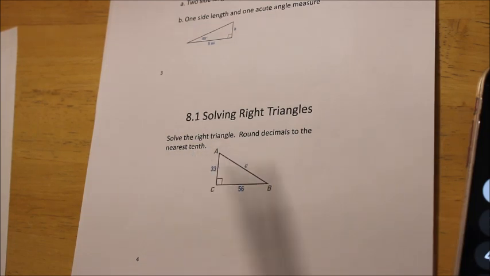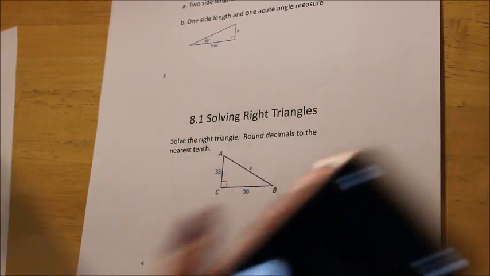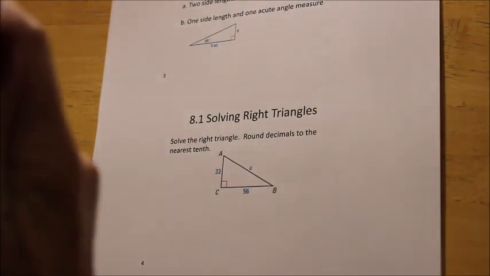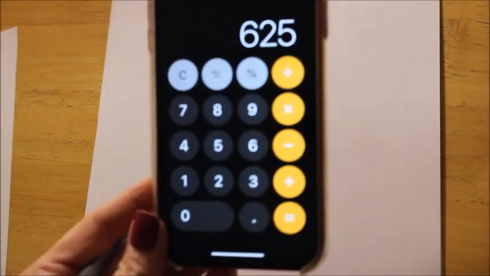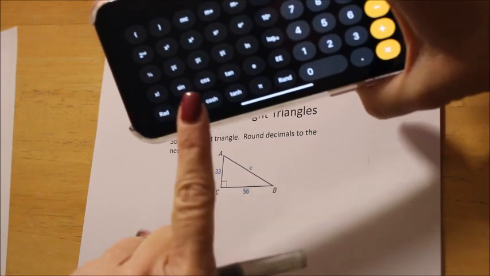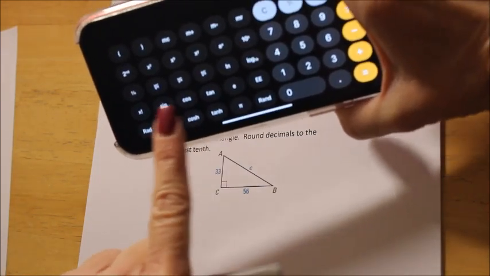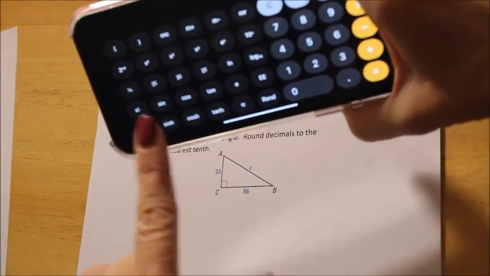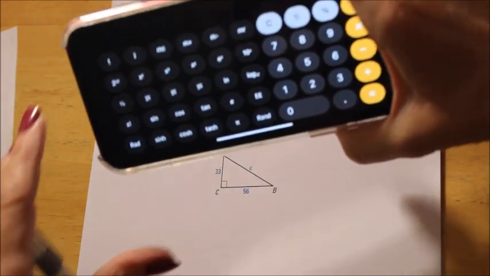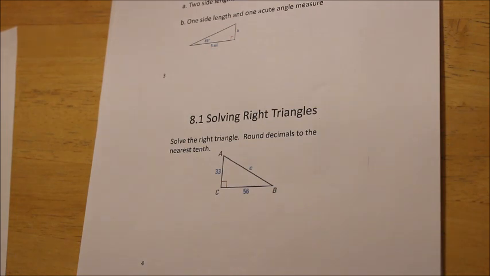in order to find this. Now, before I begin this example, please make sure that you have some kind of scientific calculator. I just use my phone here, and if I turn it on its side, notice that you're going to see sine, cosine, and tangent there. You are going to need this for this example, so if you don't have it, go ahead and hit pause and go back and get that. All right, so here we go.